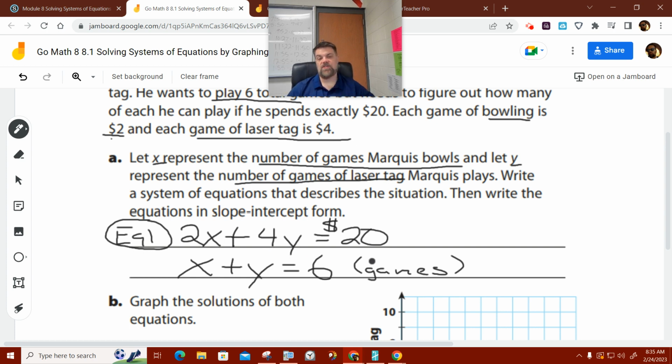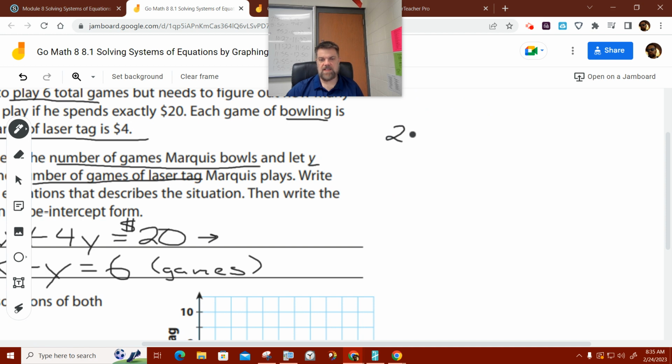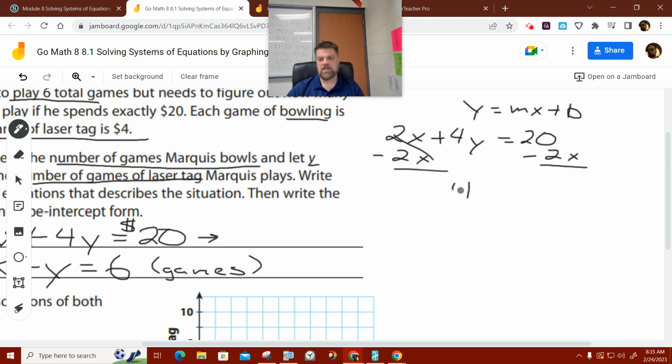So now to graph this, we have to solve for Y. For time's sake, I'm just going to bypass this. Well, I probably should write it out. Let me write it out so you guys can figure it out. So if I say 2X plus 4Y equals 20, and I want it to look like Y equals MX plus B, I got to solve for Y. So that means I'm going to subtract 2X from both sides. These cancel, and I get 4 times Y is equal to, now I'm going to put this negative 2X plus 20.